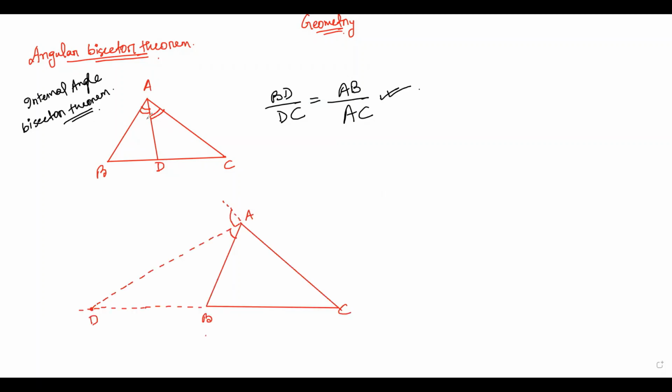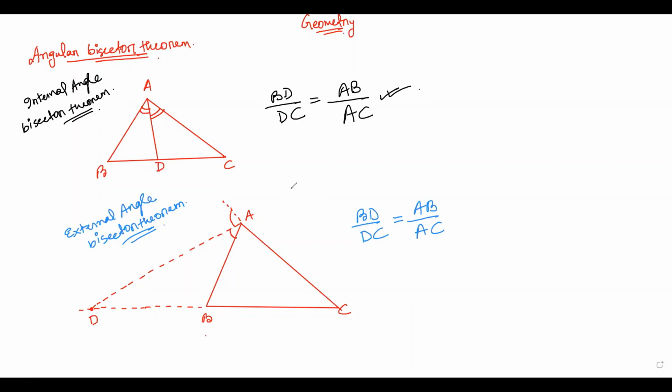Now, instead of this internal angle A, if we consider the external angle A, then also this theorem is valid. That is, the external bisector of an angle will also bisect the opposite side in the ratio of the other two sides. So, if AD is the external bisector for this angle A, then in this case also, BD by DC will be equal to AB by AC. And since this is the external angle, this is known as external angle bisector theorem.